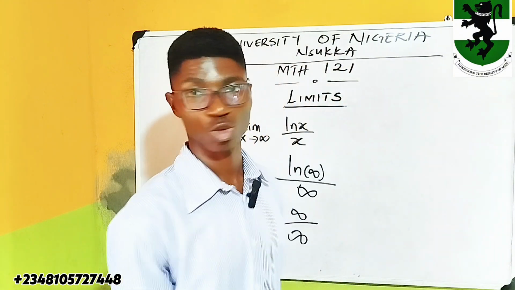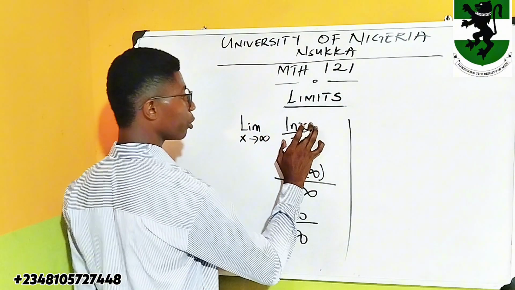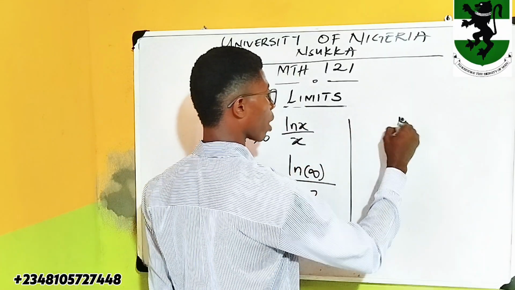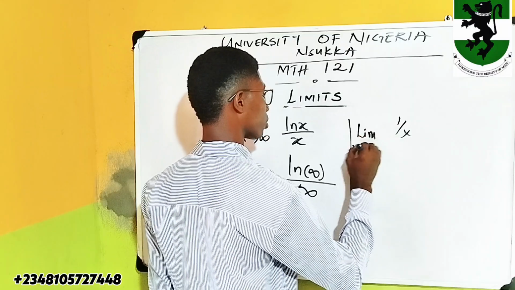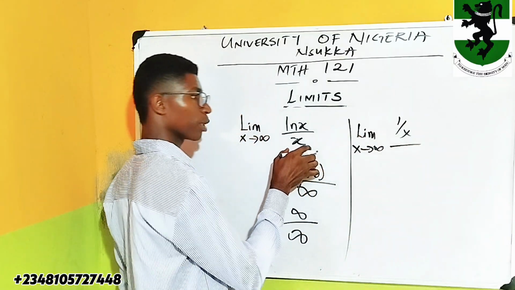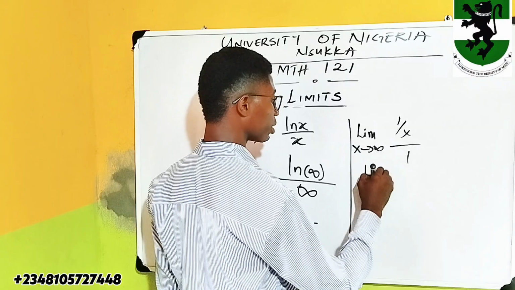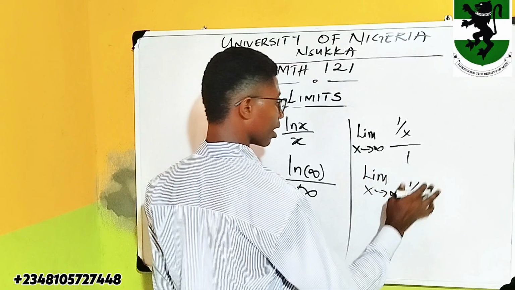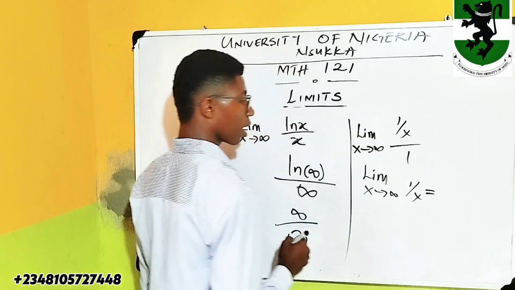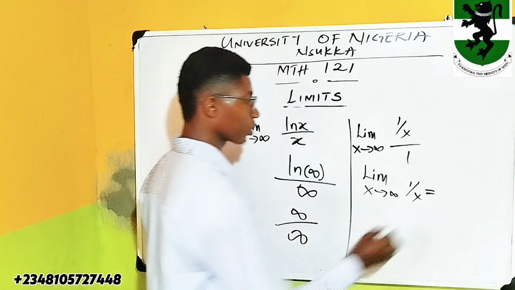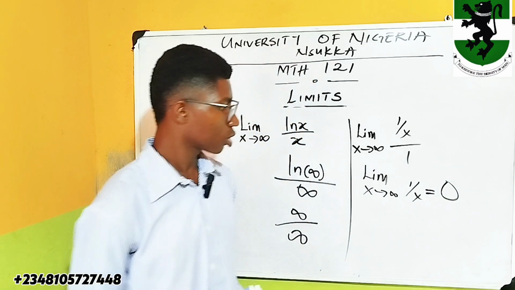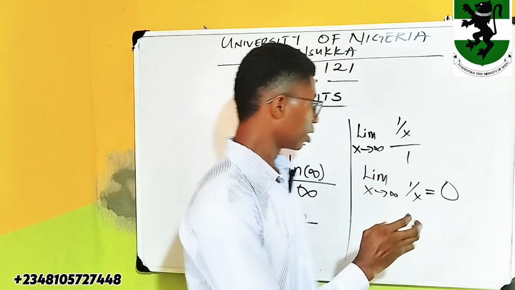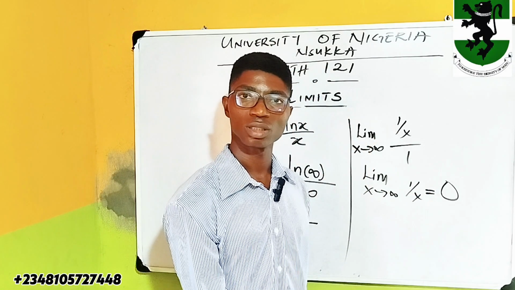I hope you know what L'Hopital's rule states. We differentiate the numerator with respect to x. So differentiating ln x with respect to x, the answer is 1 over x. Differentiating x with respect to x, we have 1. So we are left with the limit as x approaches infinity of 1 over x. And this expression is equal to 0. Why? Because as x tends to infinity, as x increases, 1 over x reduces. It becomes 0.